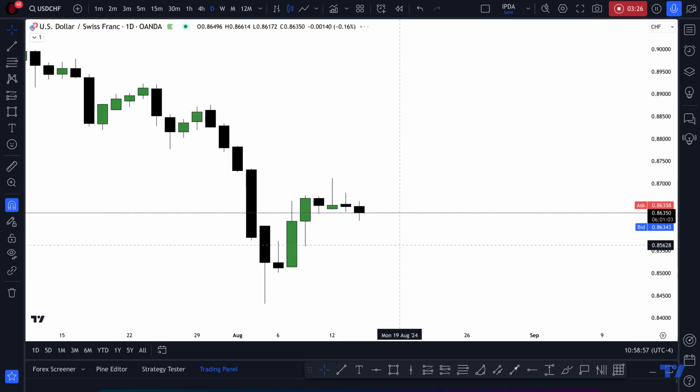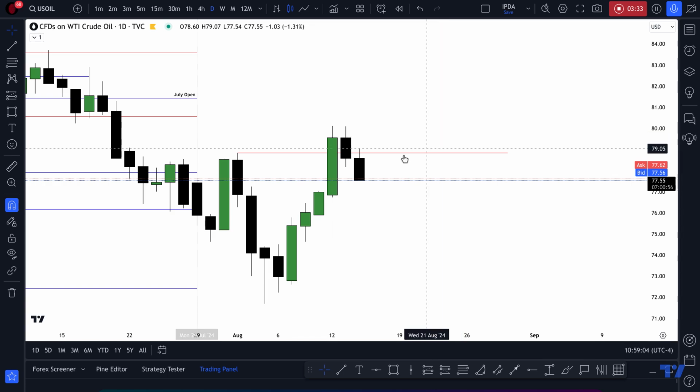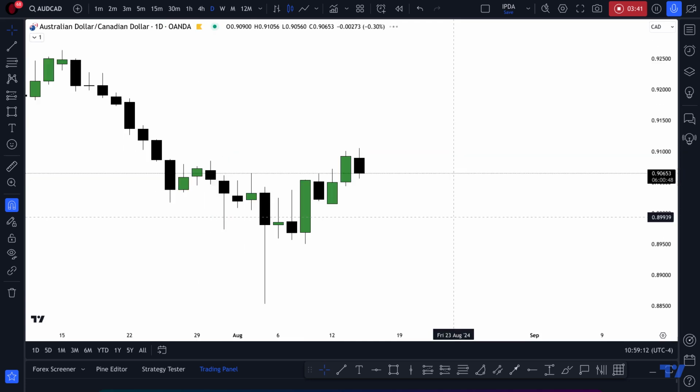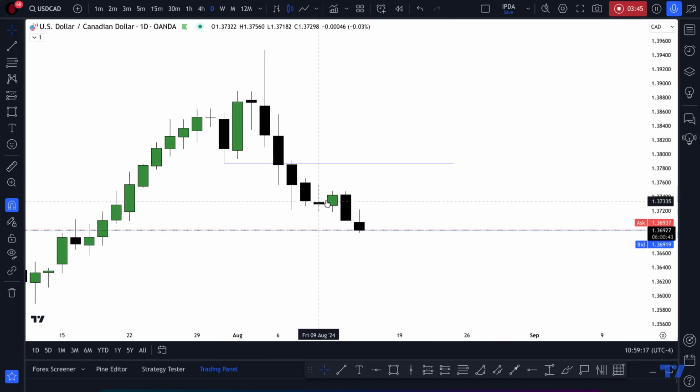Let's take a look at other things. U-Swissy should be looking to decline as well. U.S. oil, ooh, what a sell-off after breaking that high. This looks like a smash day candle, daily smash day candle, sell signal. Retail looks like they might be chasing longs. UCAD still selling off after an up day.